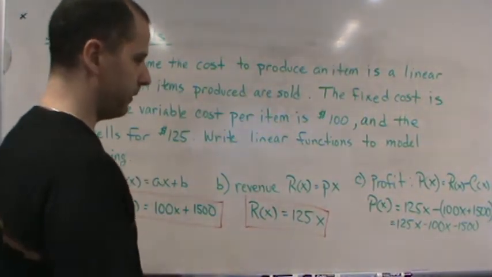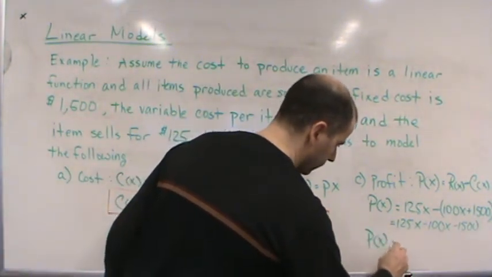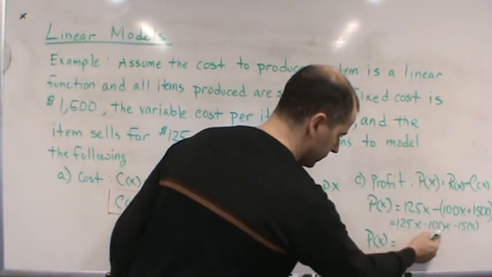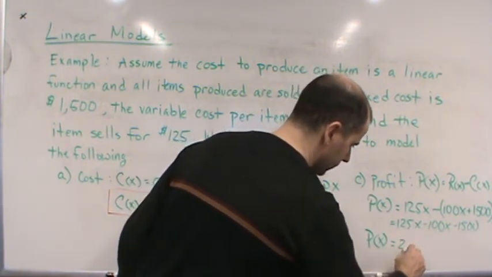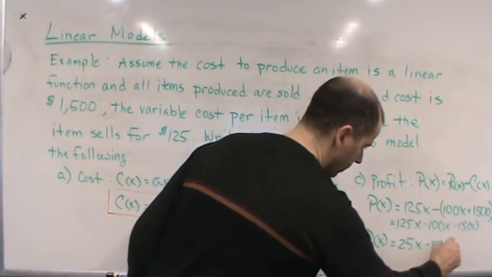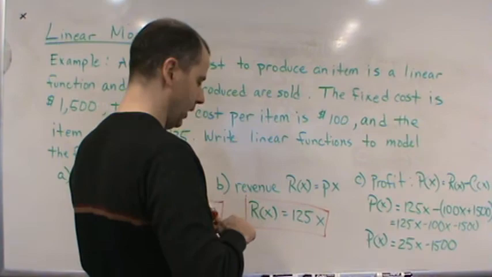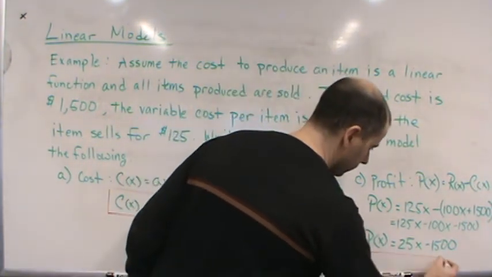And so now our final profit function becomes P of x is equal to, well, I'm going to combine like terms, so this is going to give me 25x minus 1,500. And so that is our profit function.